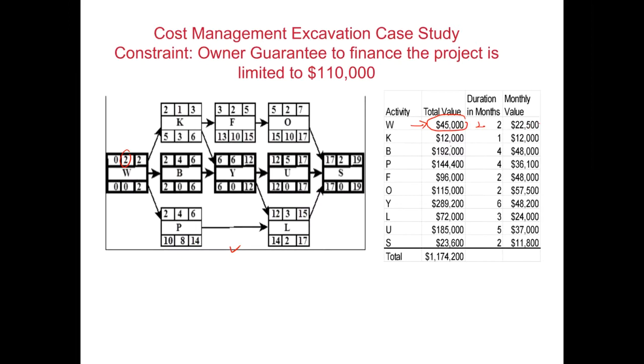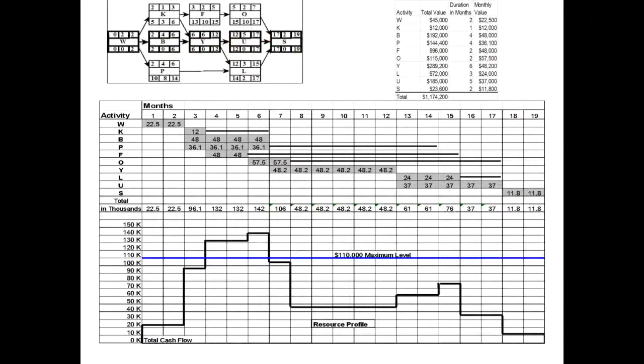Activity B, for instance, is 192 grand, the total budget. Divided by 4, the monthly release will be 48 grand. So the constraint here is the owners are guaranteeing finance for this project limited to 110,000 pounds. So you can't exceed this limit.